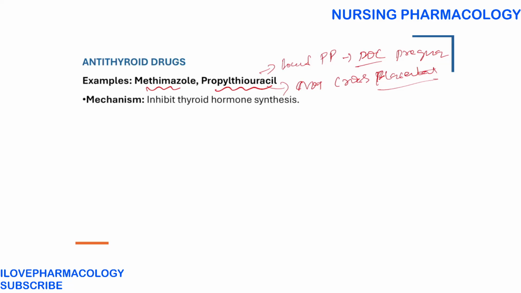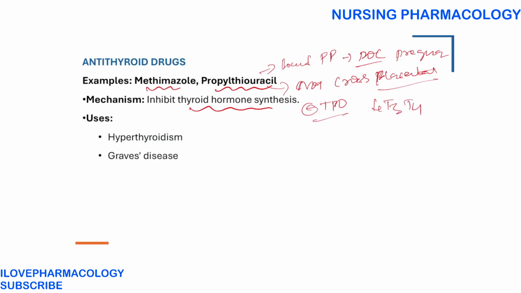So basically it inhibits the thyroid hormone synthesis. Basically they inhibit the thyroid peroxidase activity, thereby it decreases the synthesis of T3 and T4. So they are used to treat hyperthyroidism and Graves' disease, and side effects are it can cause agranulocytosis and hepatotoxicity.